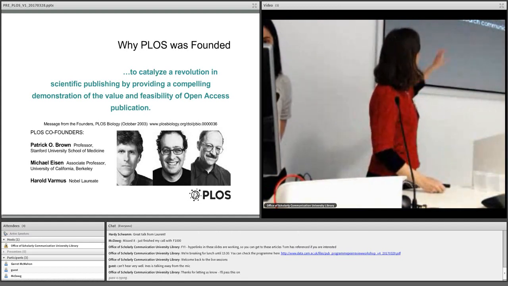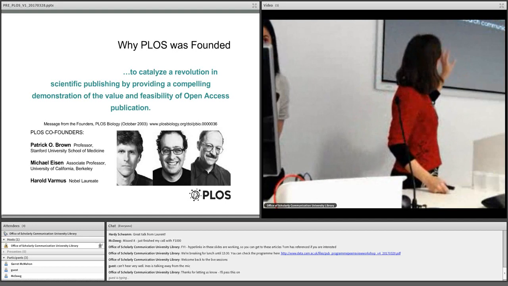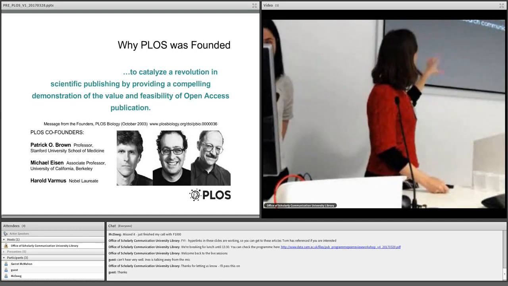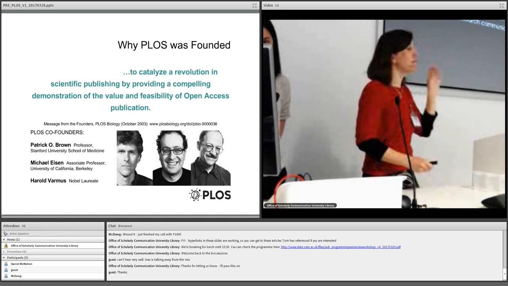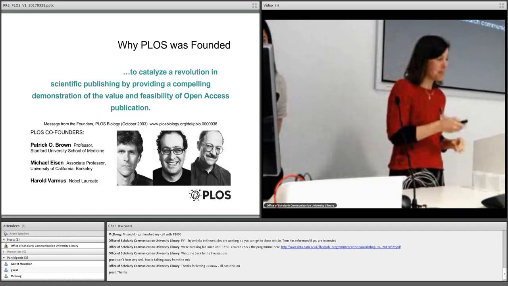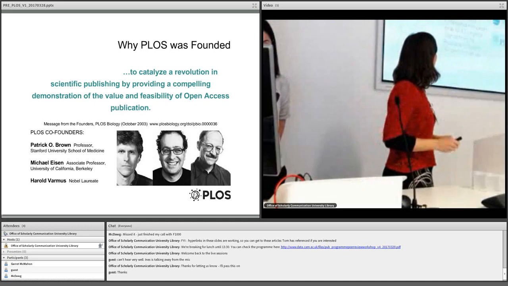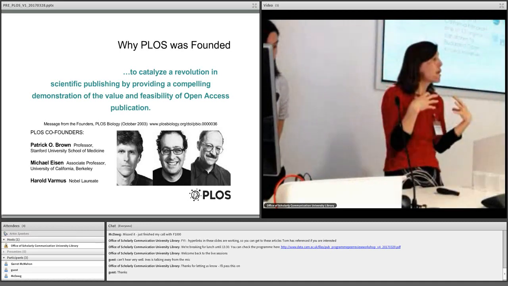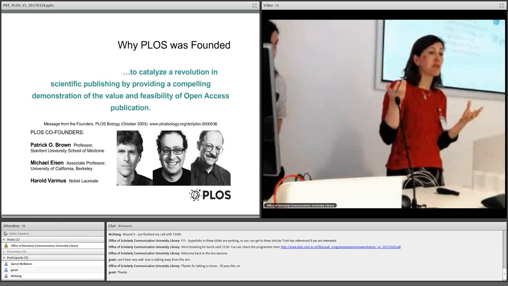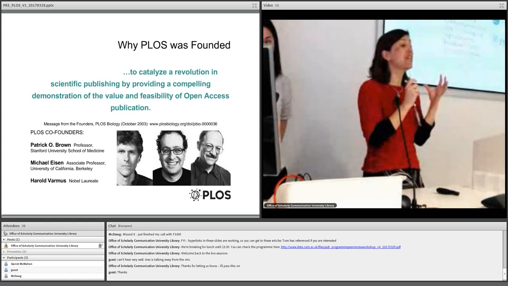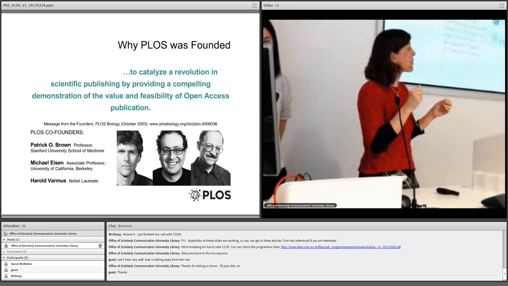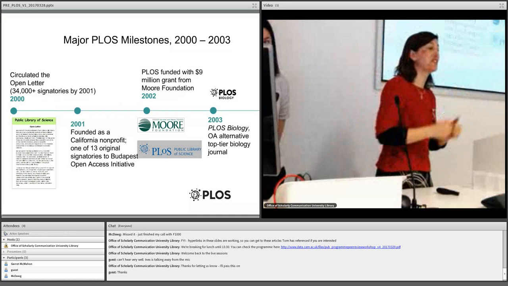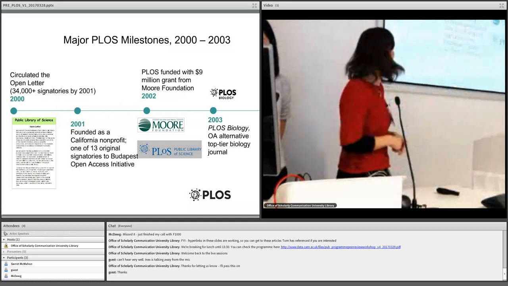And this is our mission. PLOS is a non-profit organization, and our mission is to accelerate progress in science and medicine by leading transformation in research communication. So this is how it started. The idea was that you would just send a paper, and if we were going to publish it, you would pay a fee, and then everybody would have access to it, instead of paying a fee every time someone wanted to see each paper.